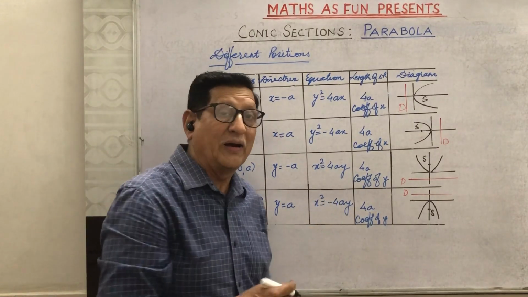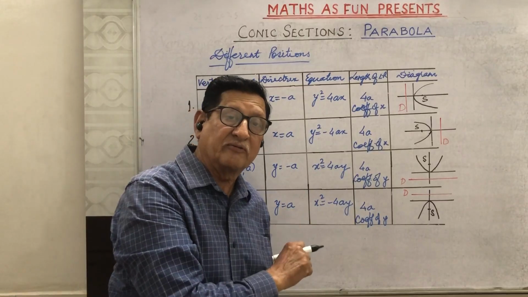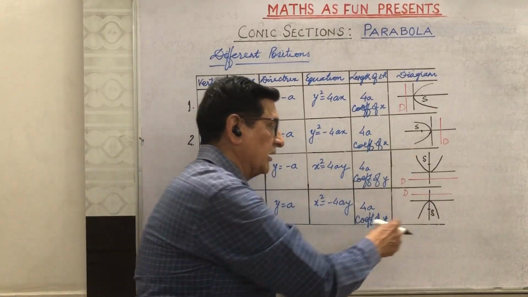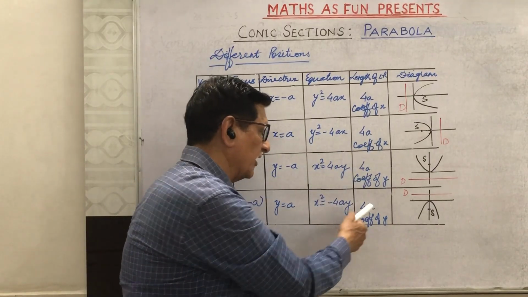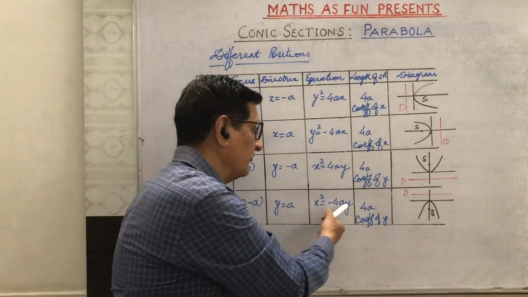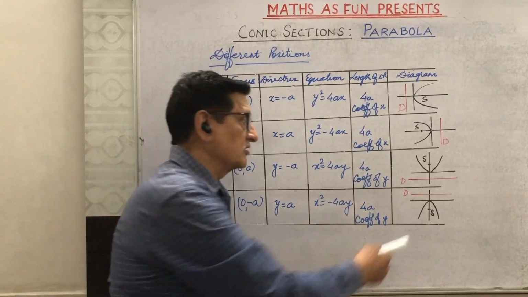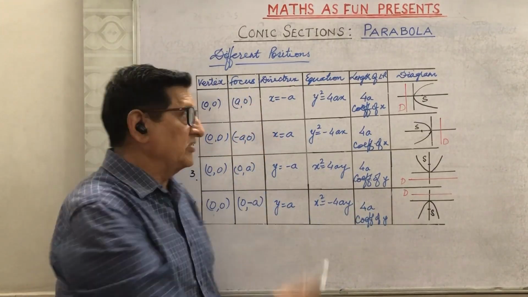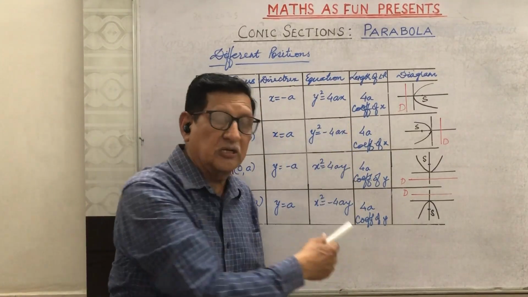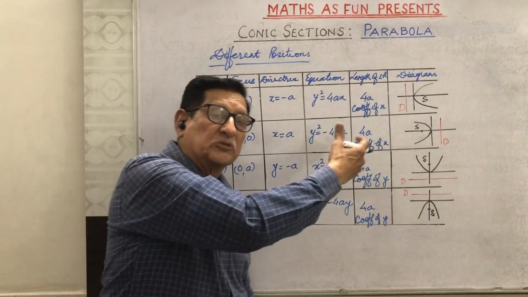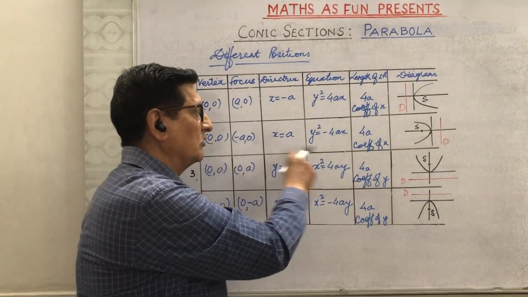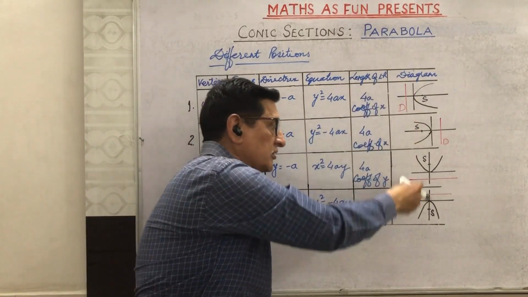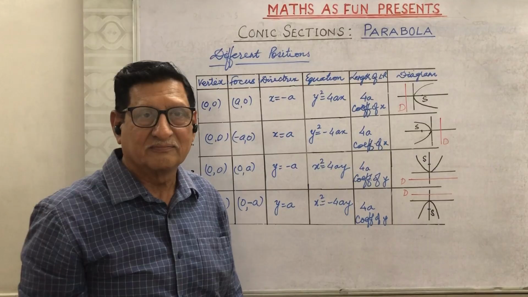X square is equal to minus 4ay will become the equation, because this is on the negative side of the y-axis. The length of latus rectum is 4a, that is the coefficient of y here also, and this is the diagram. So with the help of this table, we can very easily understand the different positions of the parabola and also the different parts of the parabolas in these particular positions.